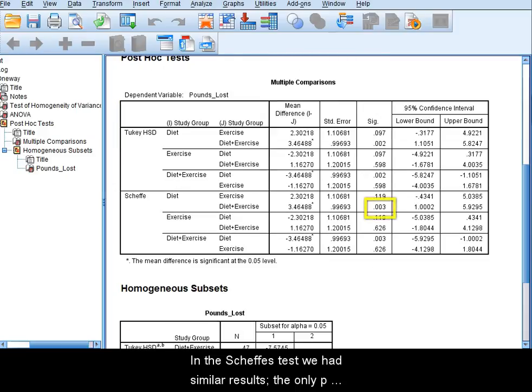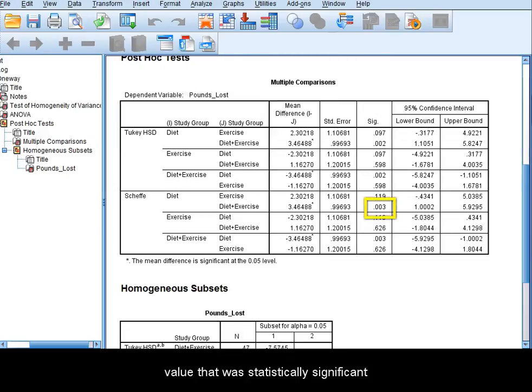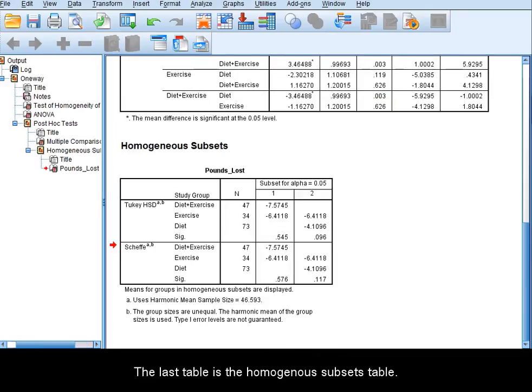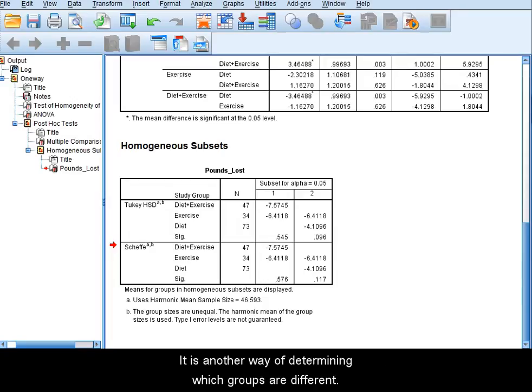In the Scheffé test, we had similar results. The only p-value that was statistically significant was for the comparison between the diet group and the diet plus exercise group. The last table is the homogeneous subsets table. It's another way of determining which groups are different. It's also a very nice table for showing you a comparison of the actual means.